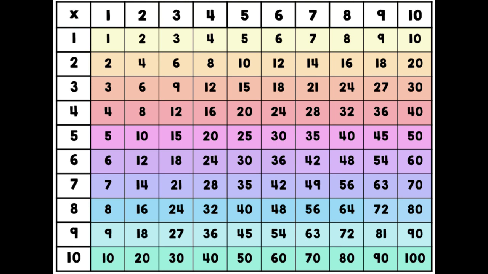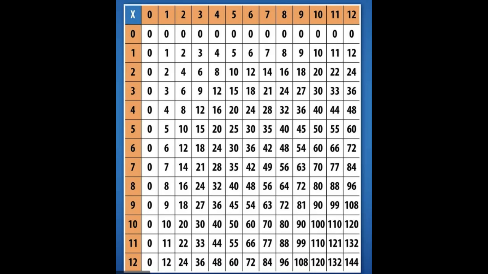All right, with the 10 row and column, you can see that whenever you multiply a number by 10, you just basically add 0 to that number. So 10 times 2 is 20, 10 times 3 is 30, 10 times 9 is 90, 10 times 10 is 100. So you're just adding a 0 to the end of the original number that you're multiplying by 10.